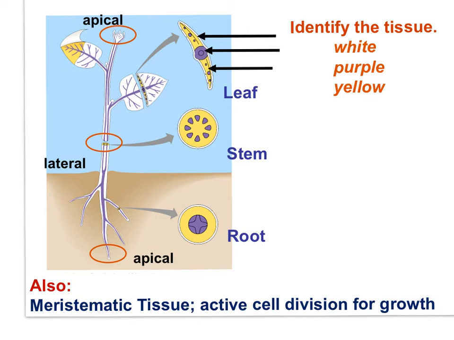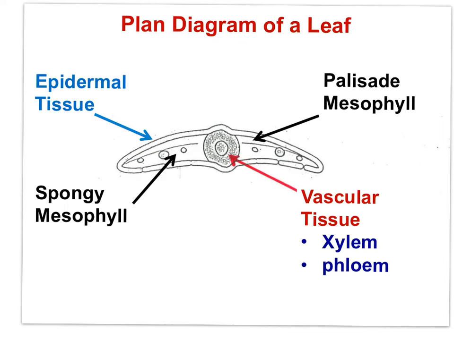Actively dividing regions include the plant tips, known as apical meristems, here and here. Meristematic tissue in the stem is known as lateral meristem, allowing the plant to grow wider, lateral growth. As we bear down on our study of leaves, the diagram of a leaf can take on more detail.